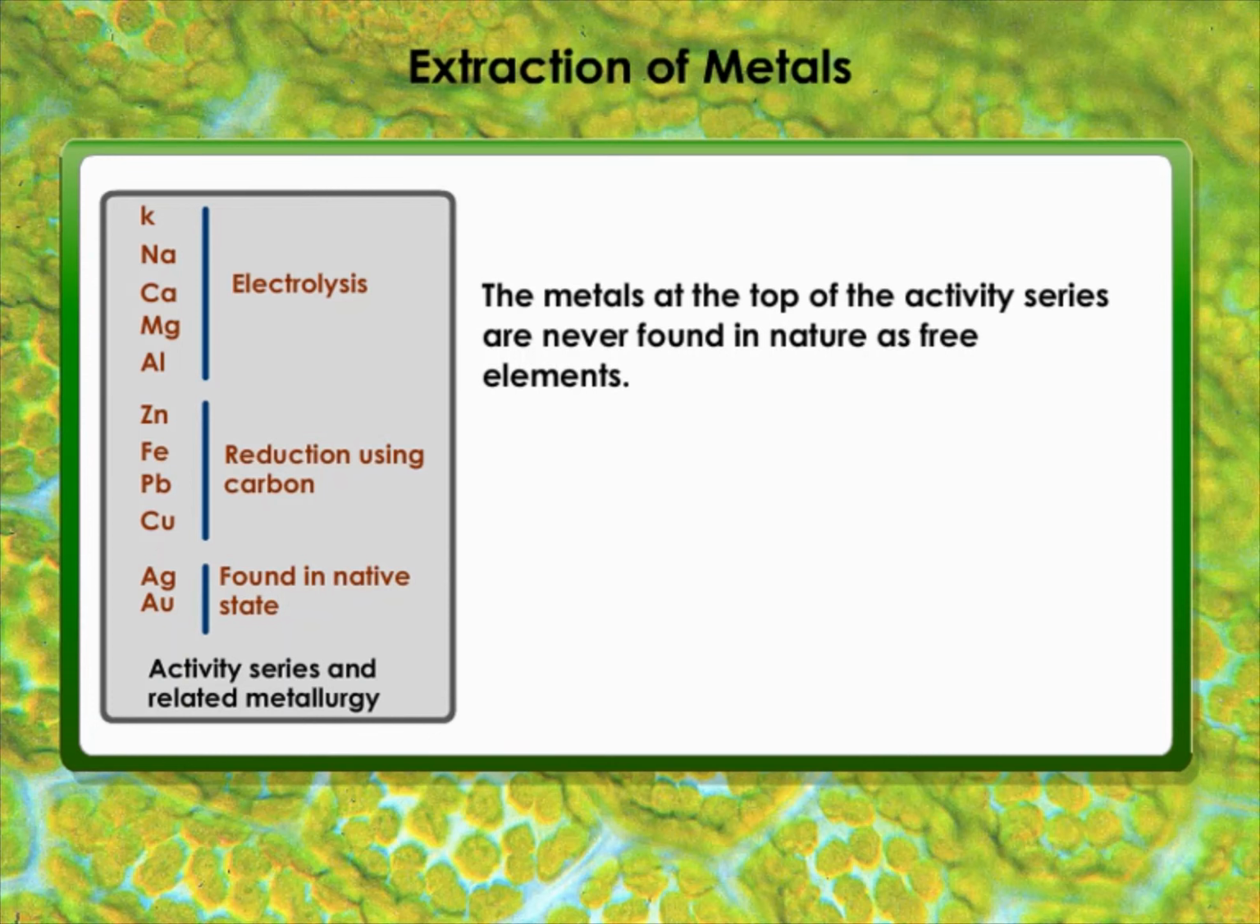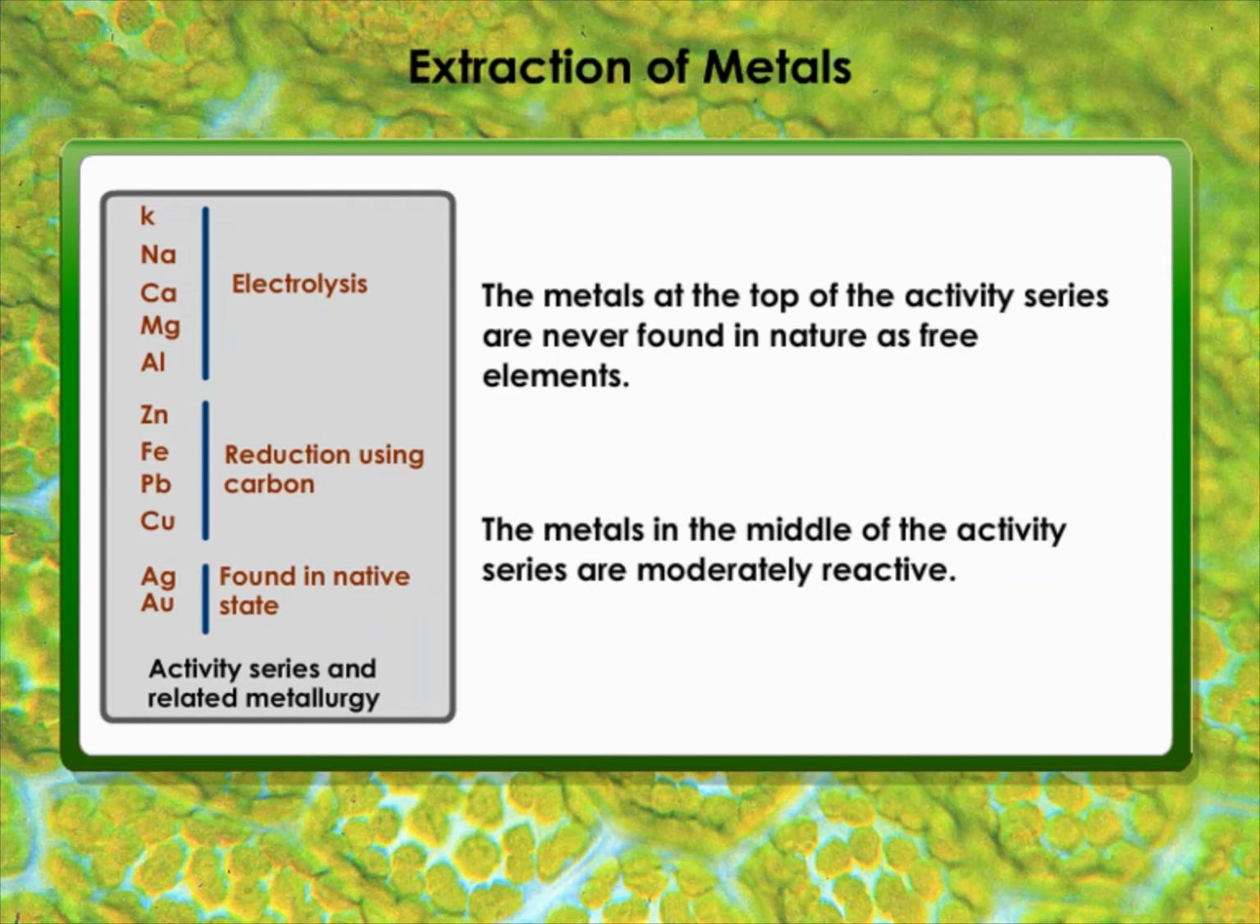The metals at the top of the activity series, K, Na, Ca, Mg, and Al, are so reactive that they are never found in nature as free elements. The metals in the middle of the activity series, Zn, Fe, Pb, etc., are moderately reactive. They are found in the Earth's crust mainly as oxides, sulfides, or carbonates. You will find that the ores of many metals are oxides. This is because oxygen is a very reactive element and is very abundant on Earth.